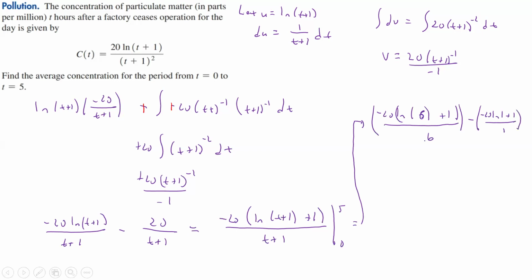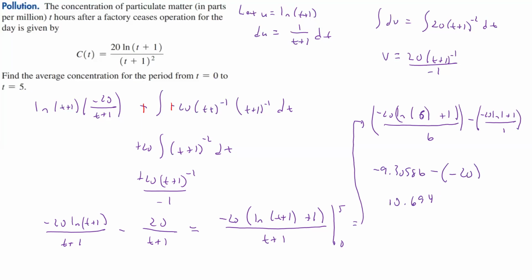So now let's figure out what that is. We've got parenthesis negative 20 ln of 6 plus 1 divided by 6, and then parenthesis minus, and then we have a negative 20 times ln of 1 plus 1 divided by 1. So when we do all of that, this one is negative 9.30586, minus this one, which is negative 20. So it's going to be 20 minus that, which is 10.694 roughly.